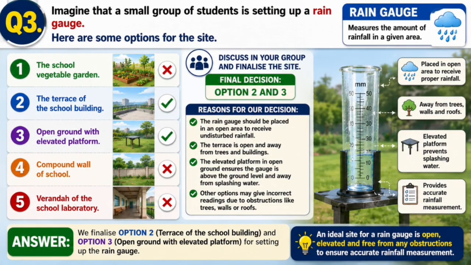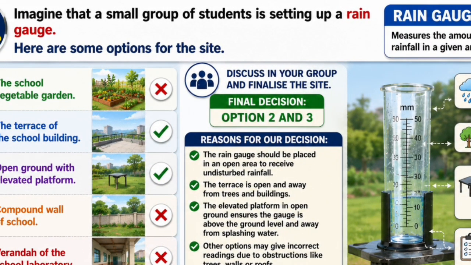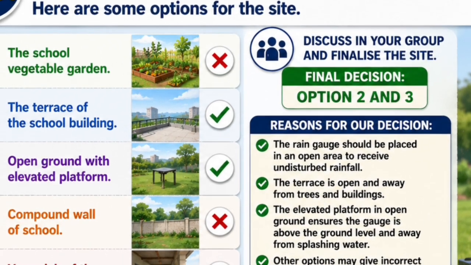Question number 3 is: imagine that a small group of students is setting up a rain gauge, right? Here are some options for the site. Means students have a rain gauge. They need to do site selection to establish the rain gauge and measure the rain. Fine, this they need to do. Some site options are given.